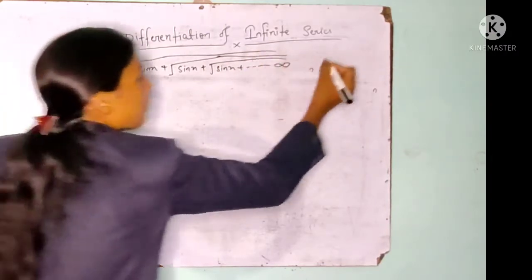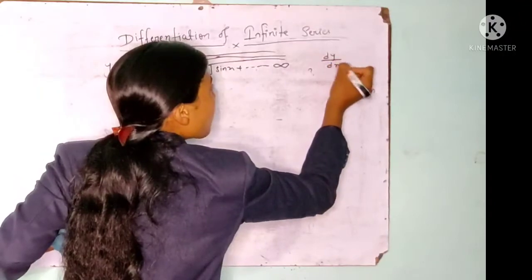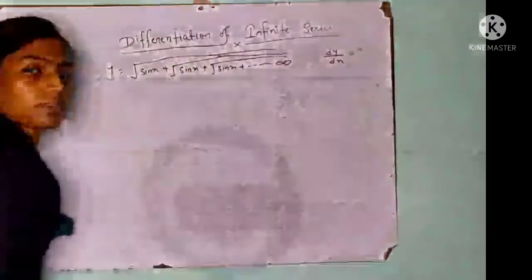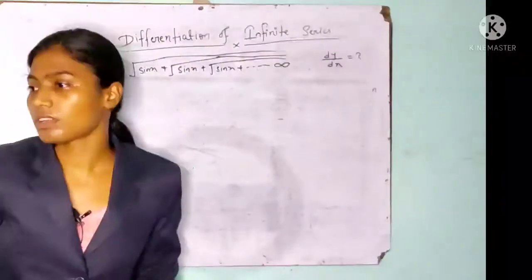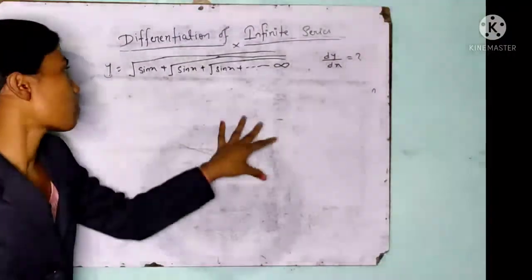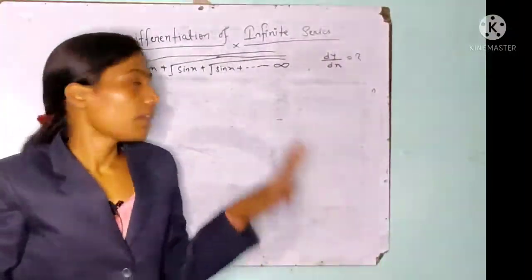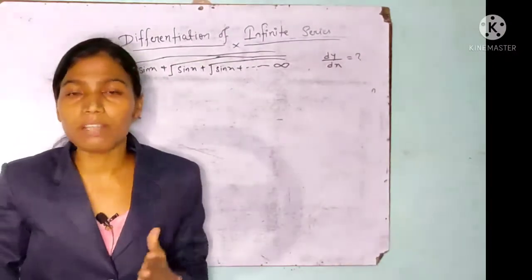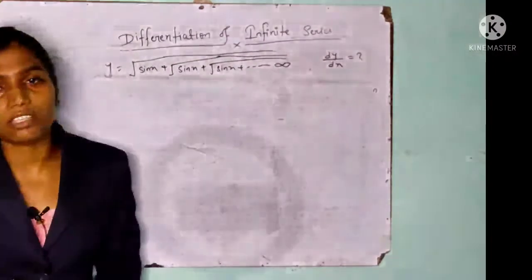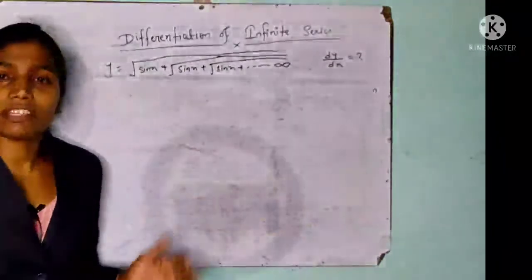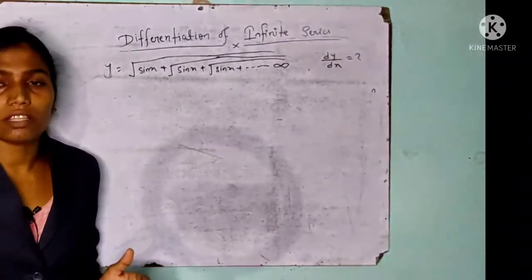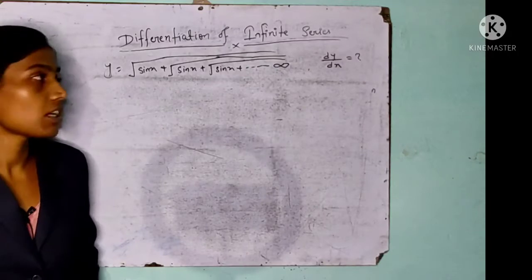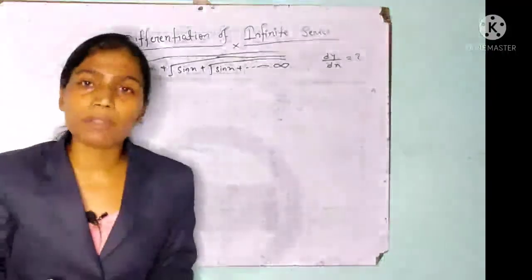Now see, if they say find dy by dx is equal to what? What we will do? When we see this type of function, it's very long and we feel it is very difficult to differentiate this type of function. So before differentiating, we need to arrange this function, then only we will differentiate. So let's apply the same concept again here.